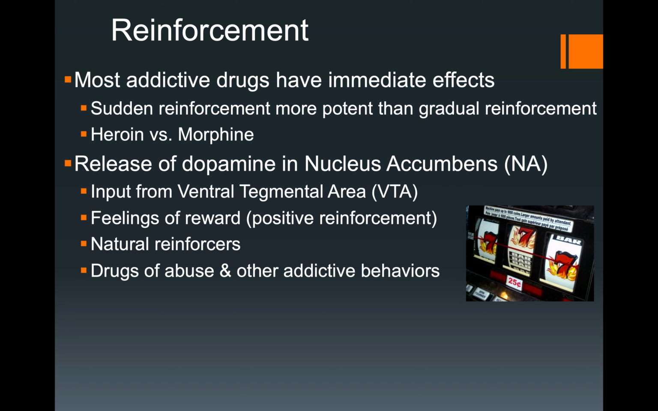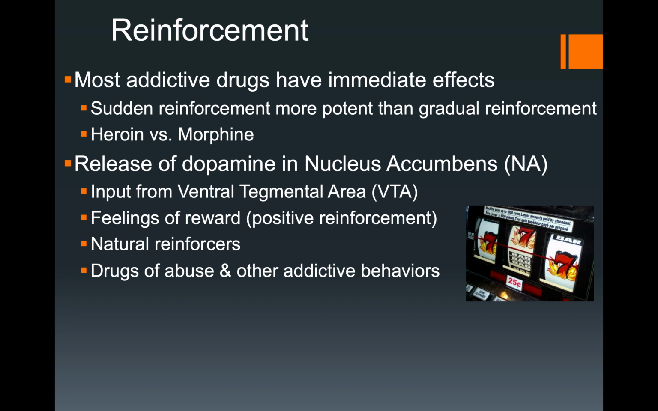On a neuroscience level, reinforcement seems to be caused by the release of dopamine in the nucleus accumbens. This is caused by neurons that project from the ventral tegmental area, which is a midbrain structure, to the nucleus accumbens, which is part of the limbic system. And so when these neurons release dopamine into the nucleus accumbens, people or animals experience feelings of reward. It's a positive reinforcement.